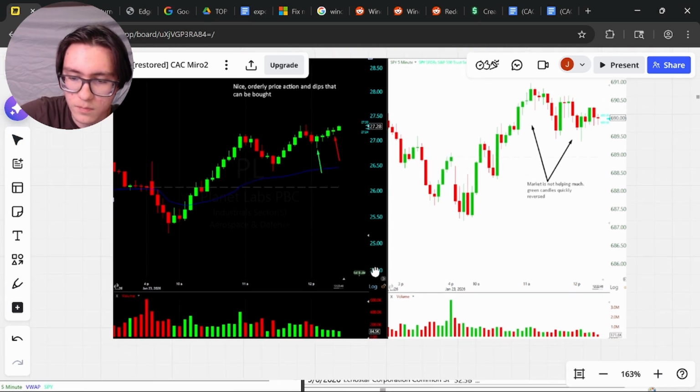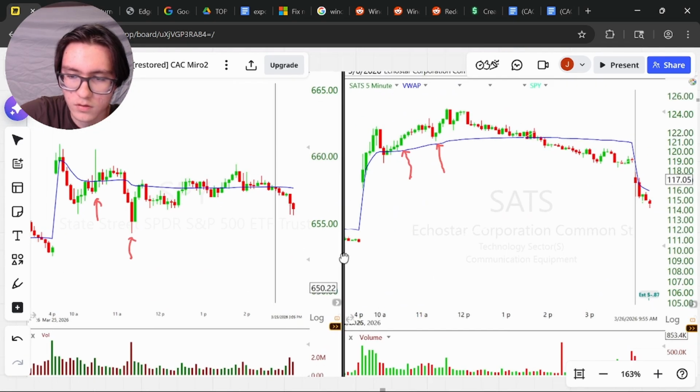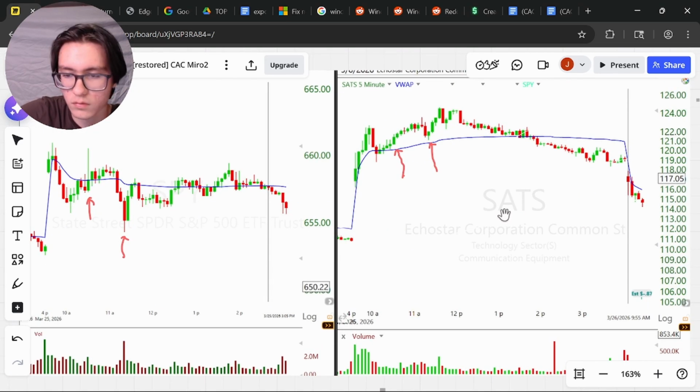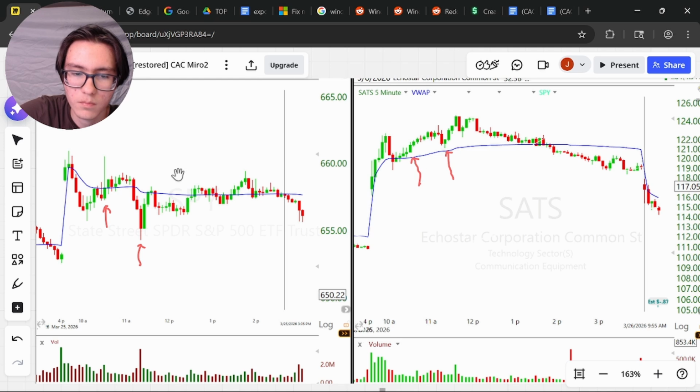Now for our last example, we have a bullish trade that I took a few days ago. On the left we have SPY, and on the right we have SATS. When it comes to the market, I did have a bullish bias for the day, at least at the start, because we were able to preserve half of the gap.